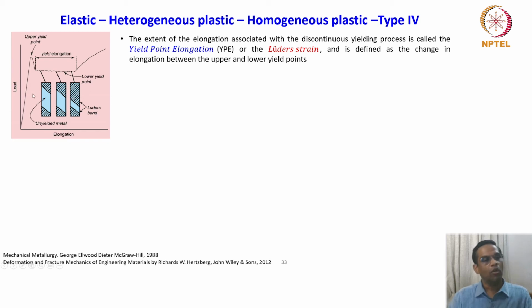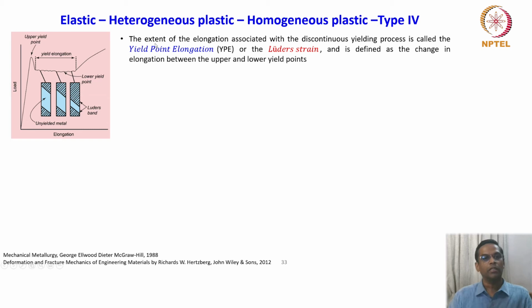schematic. So what you are seeing here is the Luder band nucleates from the point B of the initial, previous plot, and then you can see that the Luder band occupies this region, and this middle portion is unyielded metal. So as the deformation proceeds, the region occupied by the Luder band keeps on increasing, and finally it is going to fill the gauge length. So this is called Luder band.